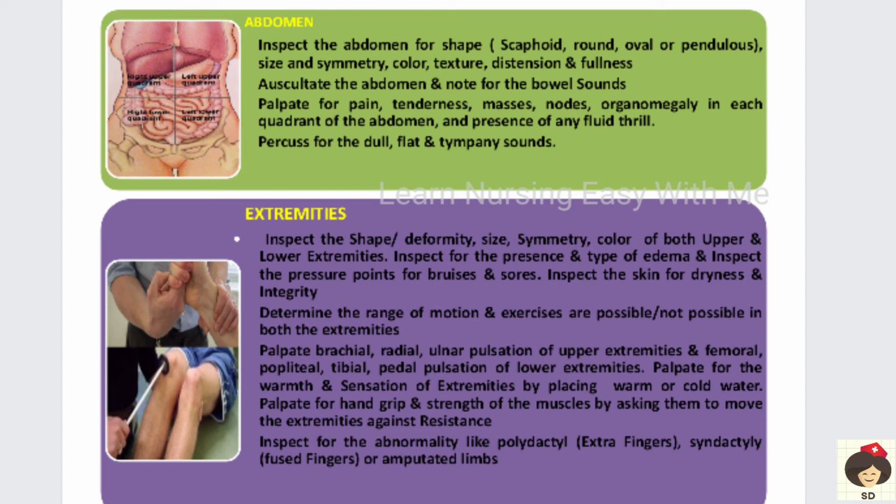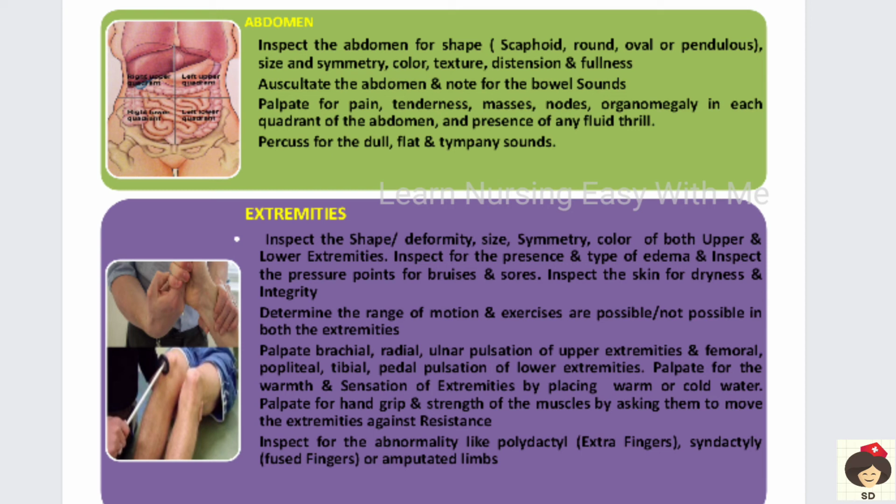So both the sides, whether the abdomen is full or on one side it is full. Okay, so this symmetry you have to see, and color, texture, distension. In case of any peritoneal fluid increase, there will be a distended abdomen, or fullness in the sides. Okay, so flank region, sometimes there may be fullness. So all those things you have to identify, and auscultate the abdomen for any bowel sounds.